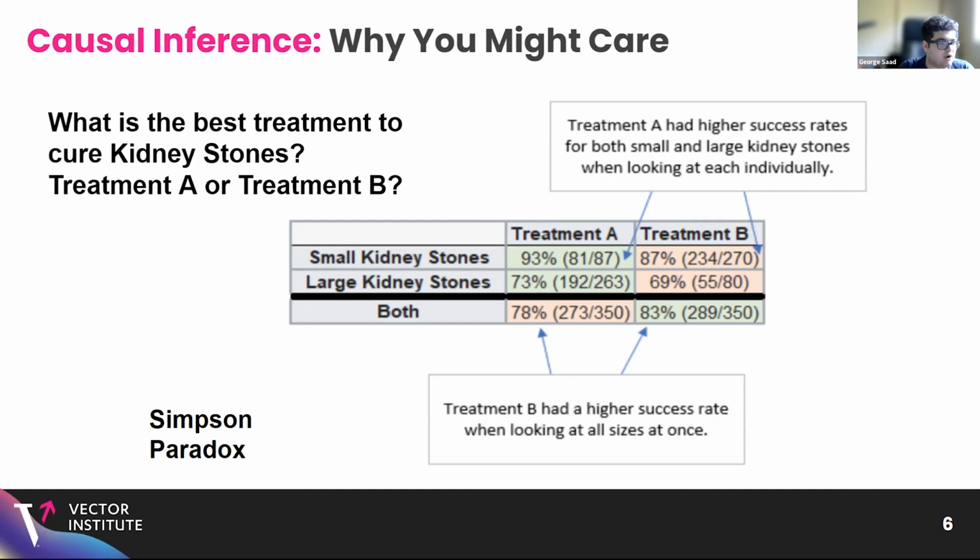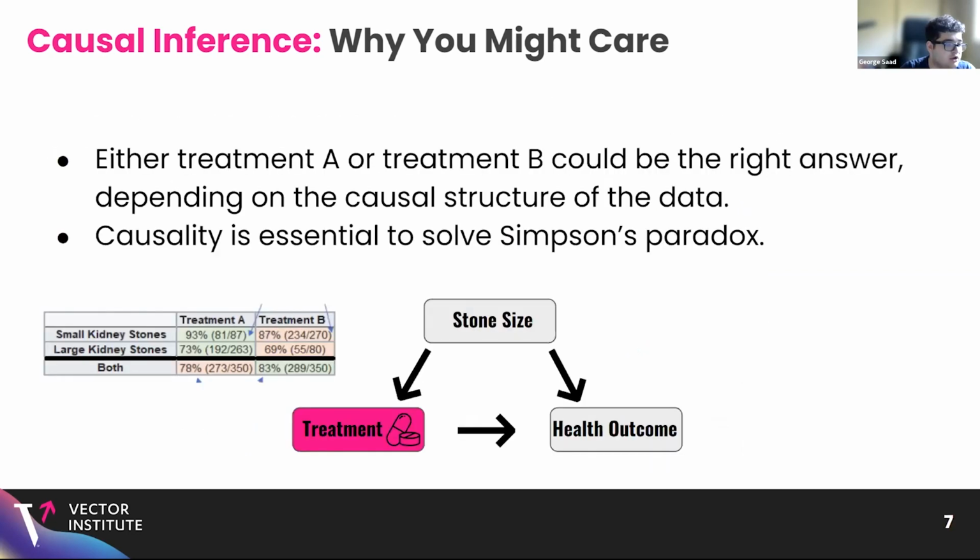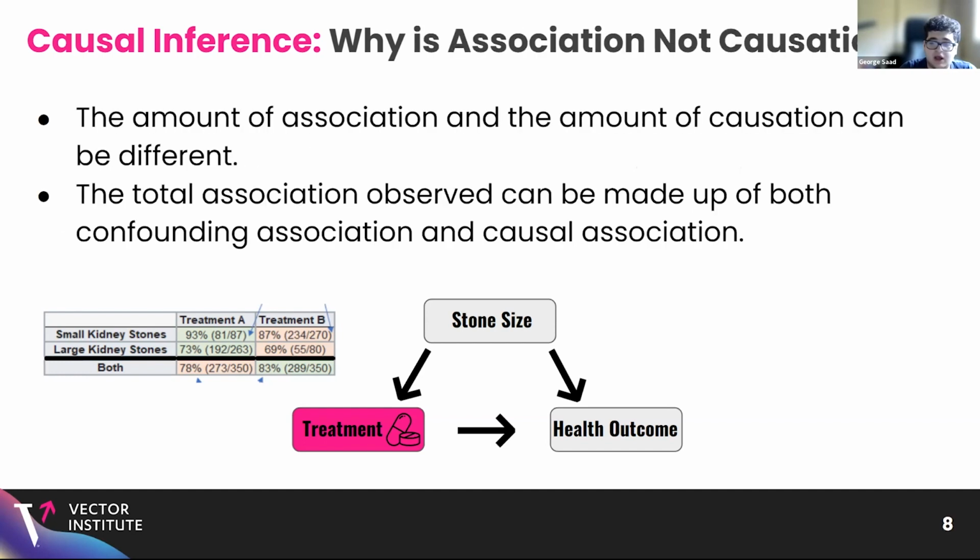So the problem we're trying to solve is how can we actually measure which treatment is actually better? In order to solve that, we need to look at causality. As you can see in the causal graph, the stone size can affect both the decision of what treatment to give the patient and also the outcome of the treatment. It has an effect on both. So it's important to take that into account when we're trying to determine the actual effect of a treatment. The amount of association and causation can be different, and this is part of the problem that we are trying to solve. So I'm going to pass it on to Wen to talk about the causal effects.